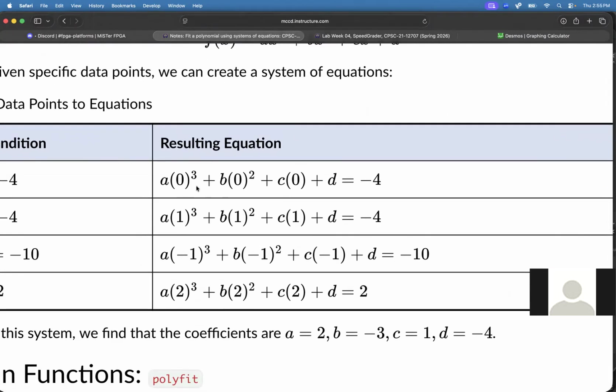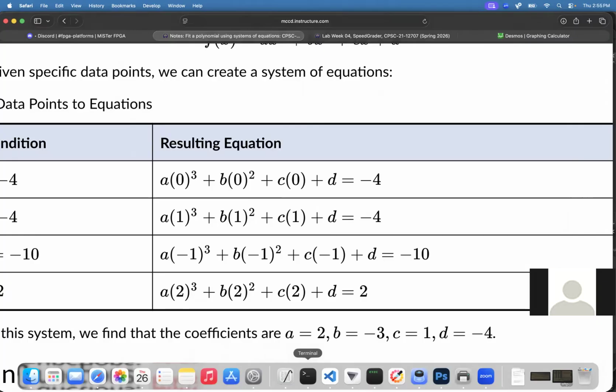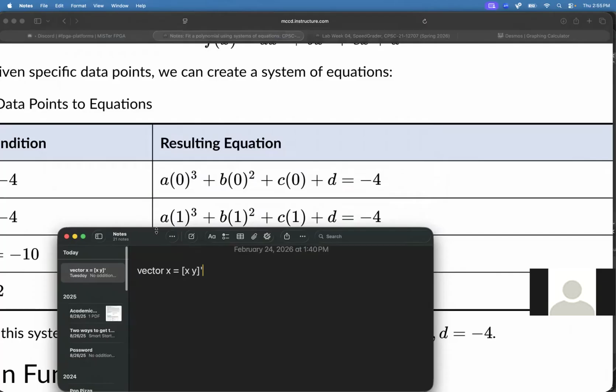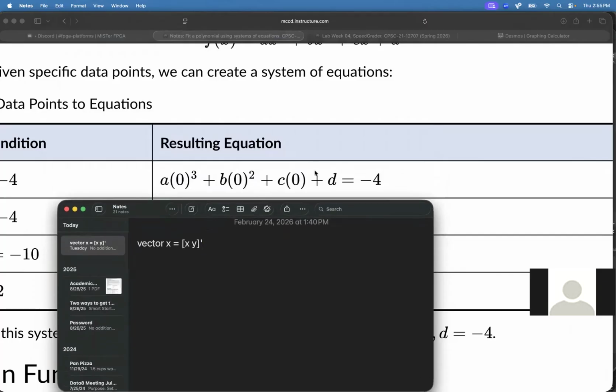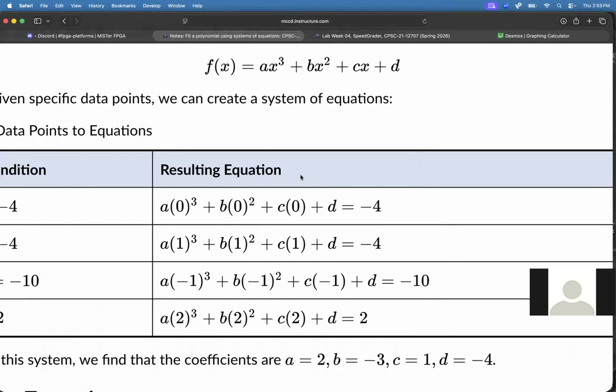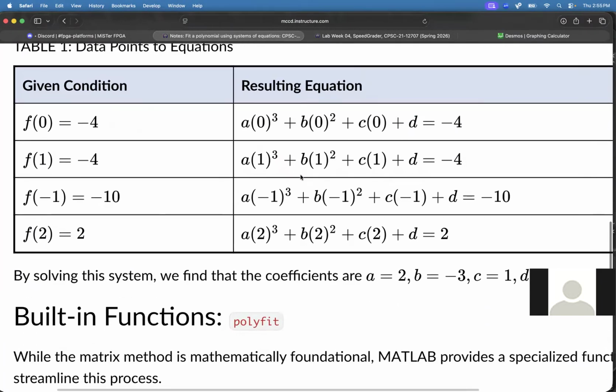So you plug in your zeros, and you get 0 plus 0 plus 0 plus d equals -4. When you work out this equation, all it really says is d equals -4. But hey, that's an equation. We already have one of the constants. We now know that d is -4. But we have 3 other equations.